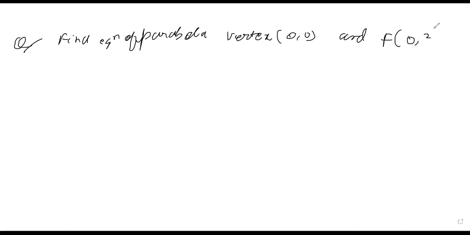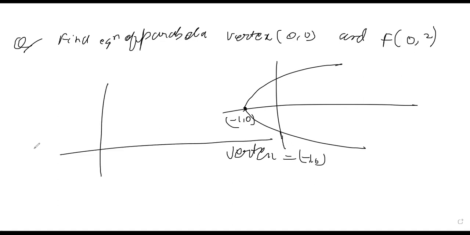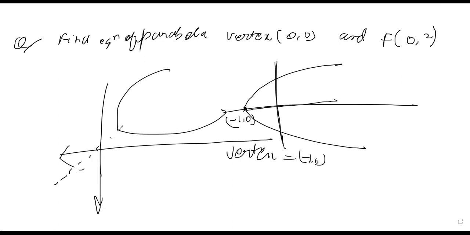Can the vertex ever be not at 0, 0? Yes, the parabola can be like this also. If this point is minus 1, 0, then the vertex of this parabola is minus 1, 0. The parabola can also look like this, or this way. If this line is passing through the vertex, this is the axis of the parabola. So the axis will also change later on.